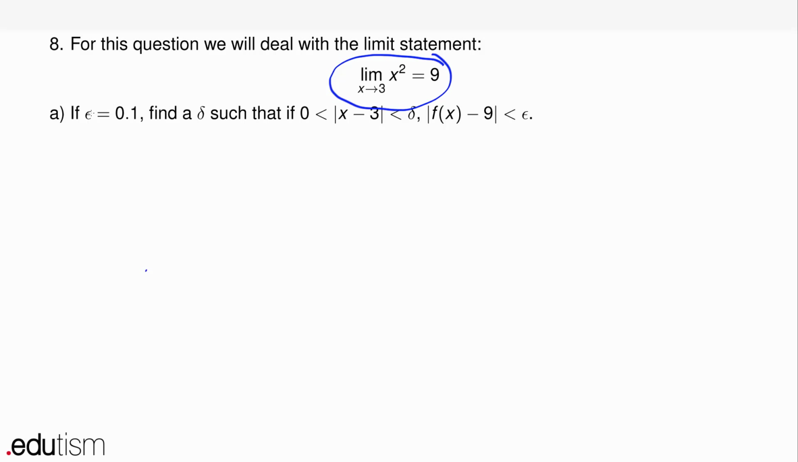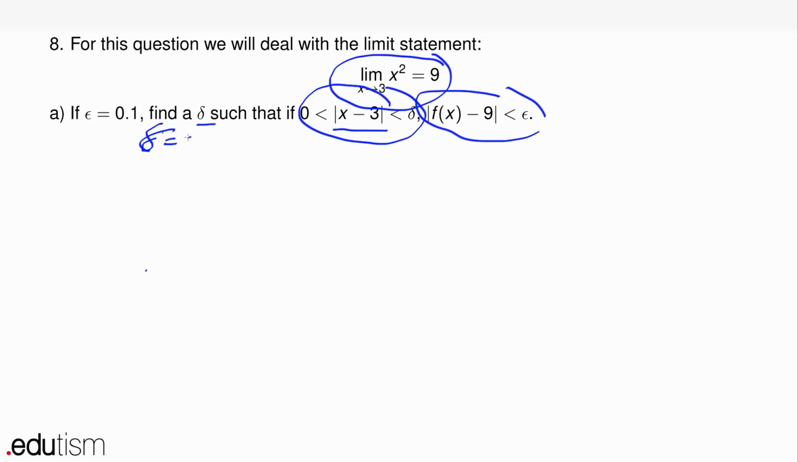Part A asks us, if epsilon is 0.1, to find a delta such that if the absolute value of x minus 3 is between 0 and delta, then the absolute value of x squared minus 9 is less than epsilon. Basically, this statement means that x is within delta of 3, and this statement means that f of x is within epsilon of 9. So we're going to try different values of delta until we get one that works.